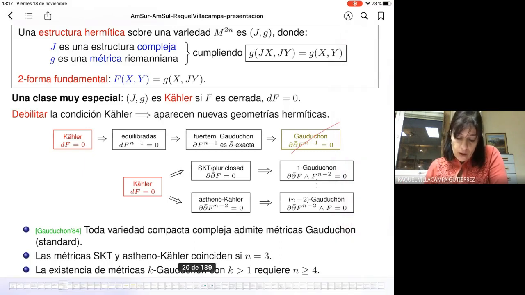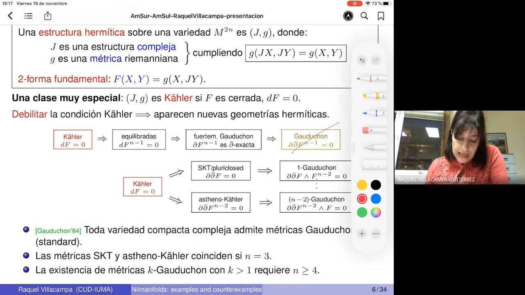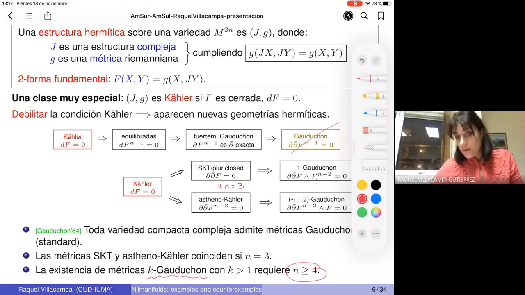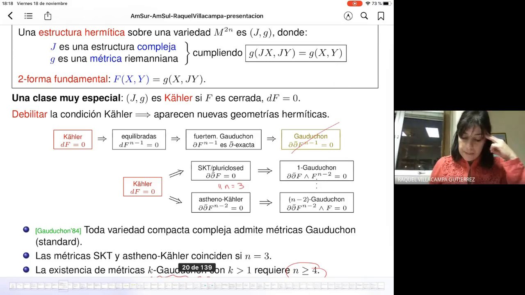On the other hand, observe that SKT metrics and Astheno-Kähler coincide if n is equal to 3, because n minus 2 is equal to 1, and we obtain the SKT condition. So, in order to obtain new Kähler-like conditions, we need manifolds with complex dimension greater than or equal to 4. So in this map of Hermitian geometry, this depends on the dimension of the manifold.